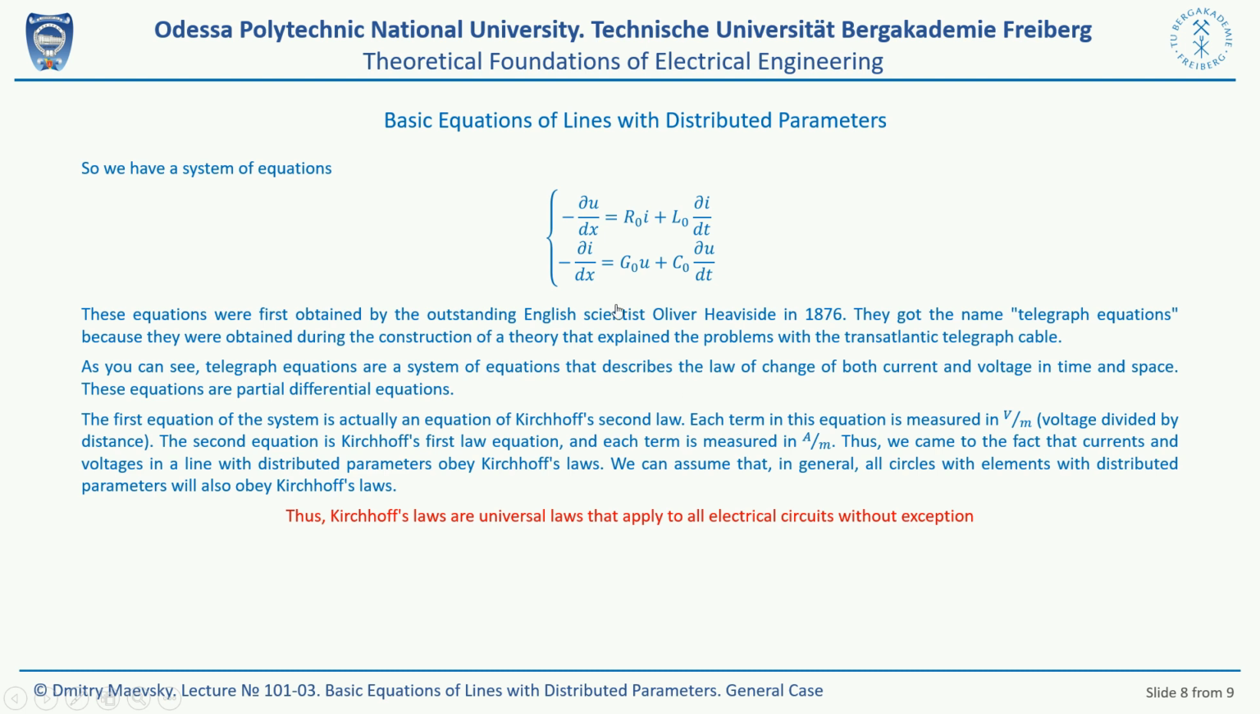Let's pay attention to the fact that the derivatives du by dx and di by dx in both equations are preceded by a minus sign. All the textbooks say that this means that the voltage and currents in the line decrease with distance. In general, this is true and corresponds to our intuitive ideas. Indeed, in the conductors of the line, due to losses, currents and voltages will disappear.